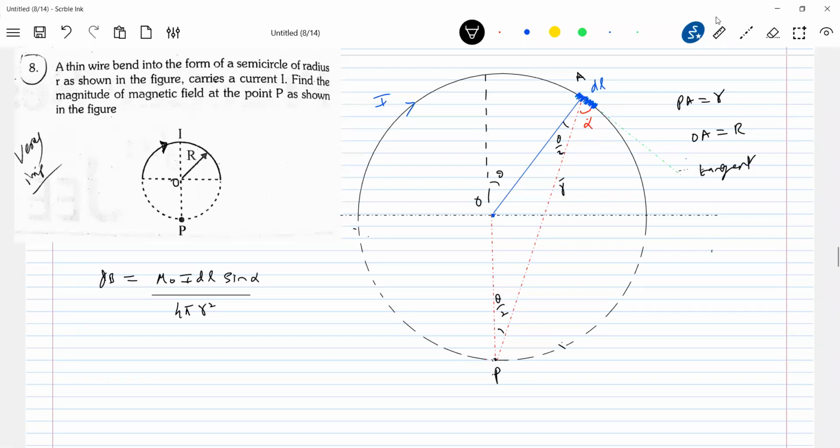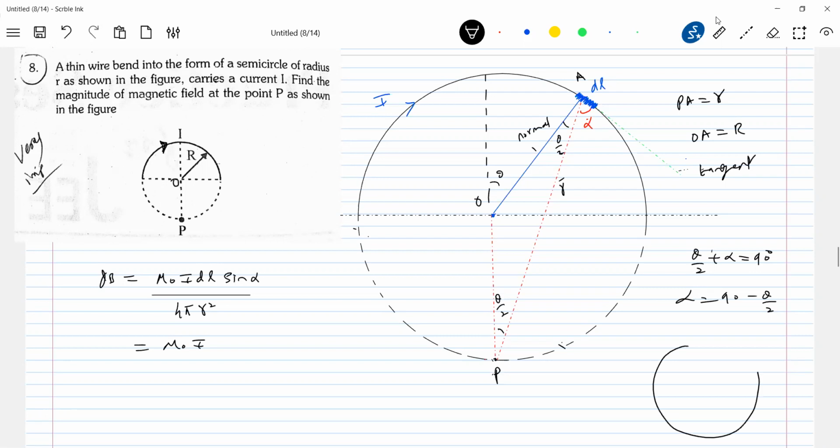We can write it as 90 minus theta by 2, because theta by 2 plus alpha should be 90, because this is the normal, and there's a tangent. What is the angle between normal and tangent for a circle? 90 degrees. So theta plus 2 alpha equals 90 degrees, so alpha equals 90 minus theta by 2. So bring R also in terms of theta from basic mathematics and manage the problem. Now what is DL? DL should be equal to R d theta.